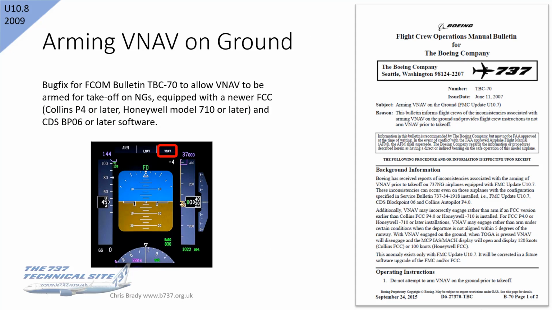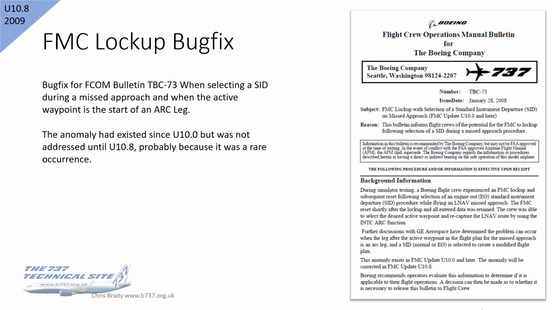Arming VNAV on the ground, you recall that this was brought in 10.7. There was a bug fix for this, which allowed it to be done with 10.8. And there was a bug fix for the FMC lockup when selecting a SID during a missed approach. This anomaly had actually existed since 10.0, but was not addressed until now, presumably because it was such a rare occurrence. But anyway, it was eventually identified and fixed here in 10.8.